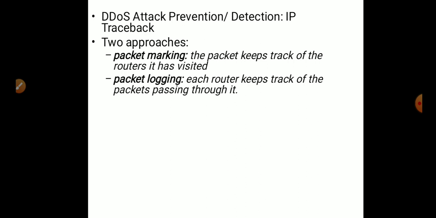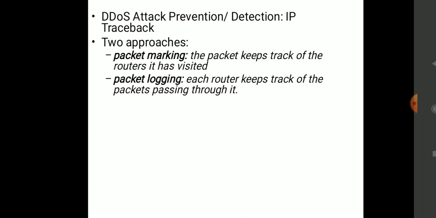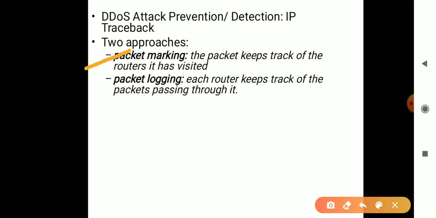Today we'll be looking at distributed denial of service attack prevention and detection. The second method is through IP trackback. There are two approaches. The first one is packet marking, where we keep track of the routers that the packets are visiting, and the second one is packet logging, where each router is going to keep track of the packets that are passing through it.